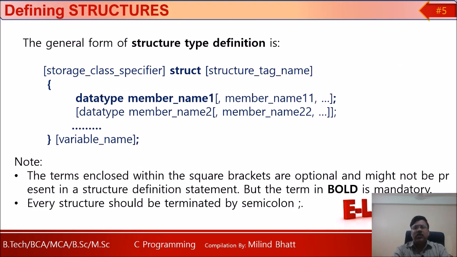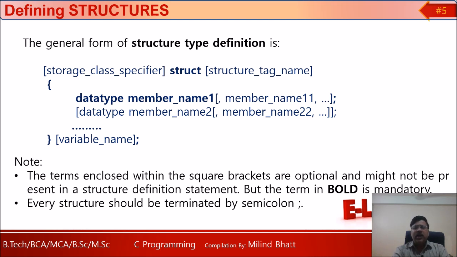This is the detailed syntax of a structure, which is called the general form of a structure. Struct, then structure tag name, then data type member list, again data type member list, and all such data type member lists are enclosed within curly braces, and after that they are terminated with a semicolon. You can observe that some square bracket elements are mentioned also over here, the description of which is given in this note section.